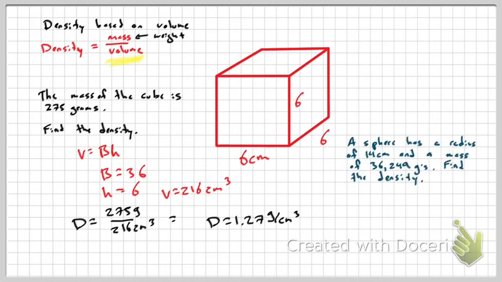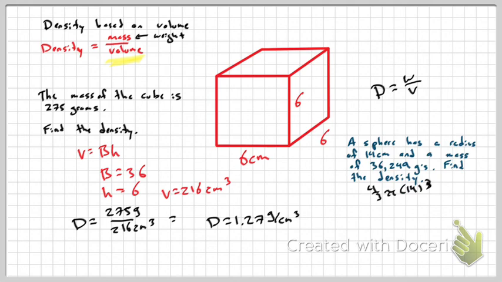Let's do one more and we'll be done. It says a sphere has a radius of 14 centimeters and a mass of 36,249 grams. Find its density. So remember, density equals weight over volume. We know the radius, so we can find the volume of our sphere. 4/3 pi r cubed. So let's go ahead and use our calculator.